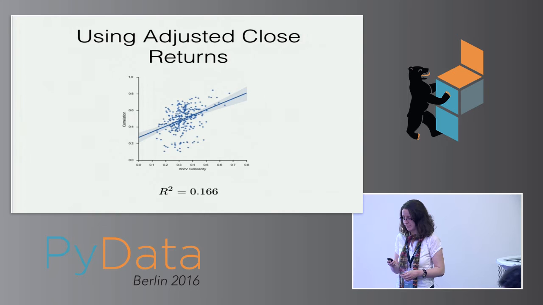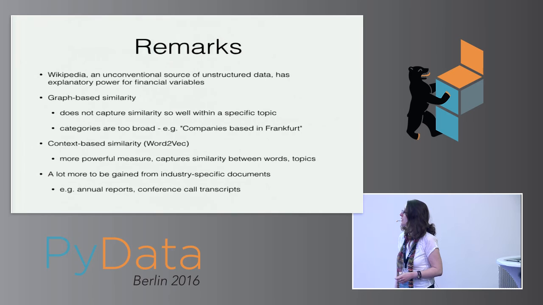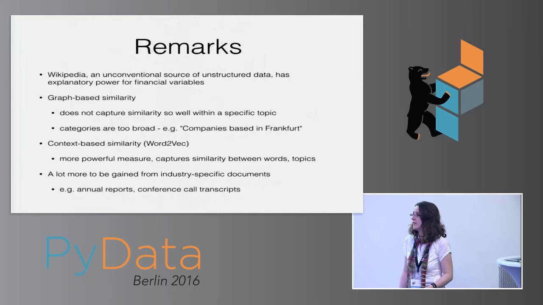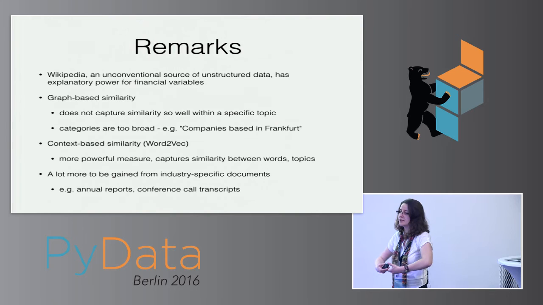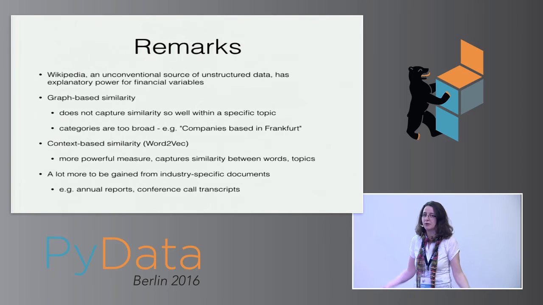And yeah, what this talk and also previous analysis on the FTSE data set show is that you can use Wikipedia or probably even other unconventional data sets in order to see if unstructured data is of any help for determining correlations or even for making predictions.